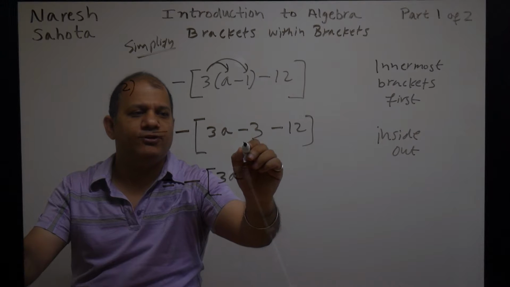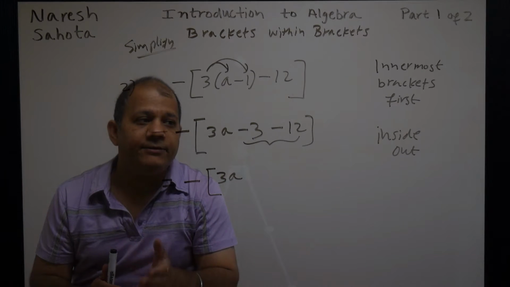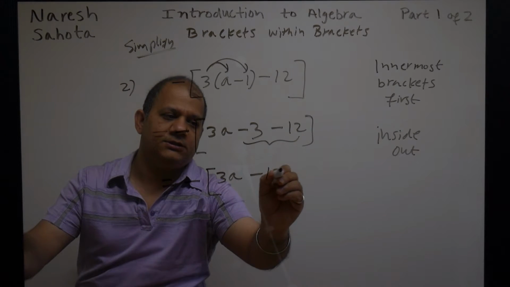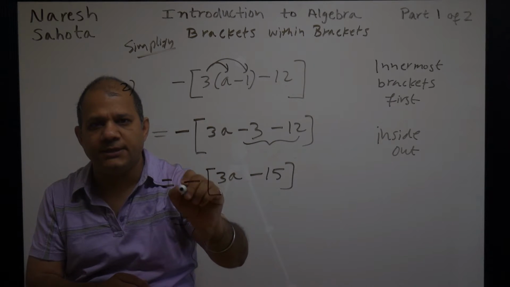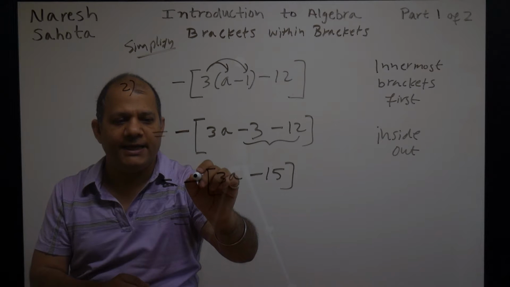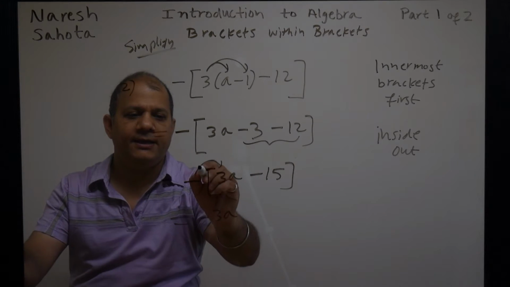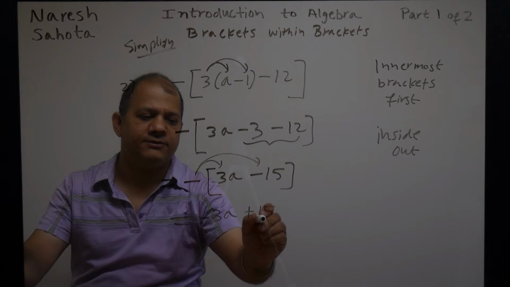And now we have 2 constant terms. They're both negative, so we can add them up. Negative 3, negative 12, they add up to negative 15. So this is minus 15 here. And now we're ready to deal with this negative on the outside. This is a factor of negative 1. So negative 1 times 3a will give us negative 3a. Negative 1 times negative 15 will give us positive 15.